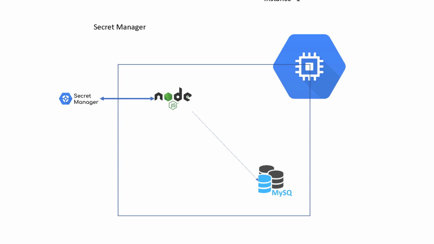So in this particular chapter, we'll create a virtual machine instance, and within that virtual machine instance, we'll install MySQL and we'll install Node. This particular Node application will try to connect to your MySQL. However, the credentials for this MySQL will be stored in Secret Manager. So let's see how we can implement a system like this.